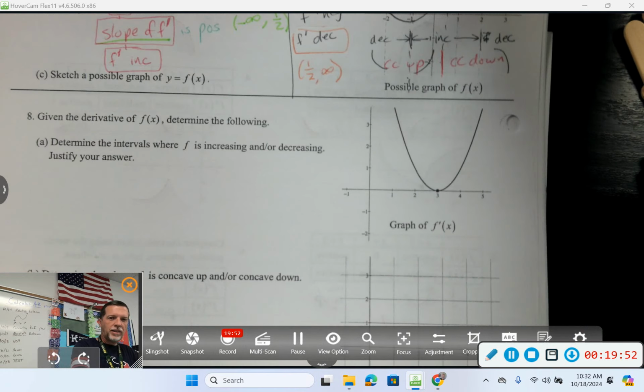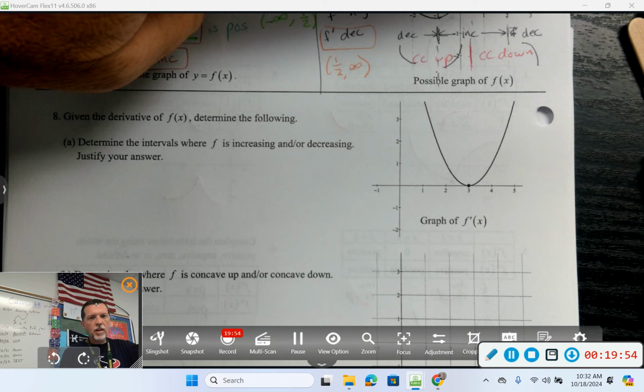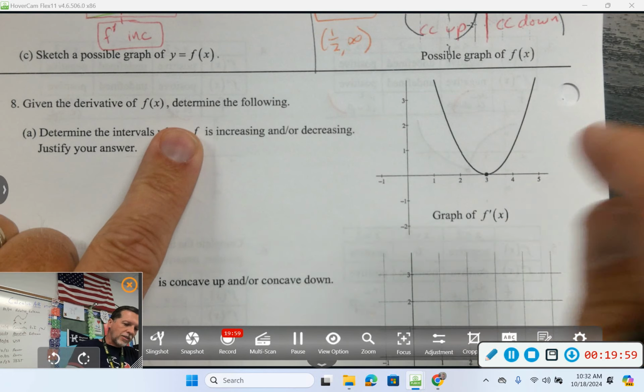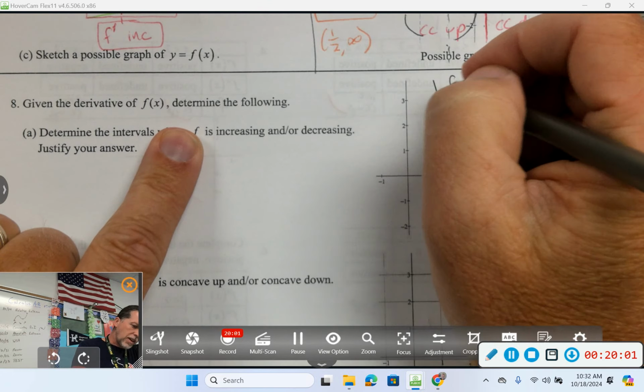All right, let's try number 8. Same type question. Maybe it goes a little faster. Given the derivative of f, okay, this picture is f prime. Andrew, what's this picture of?